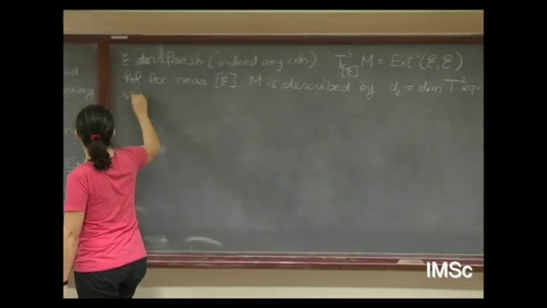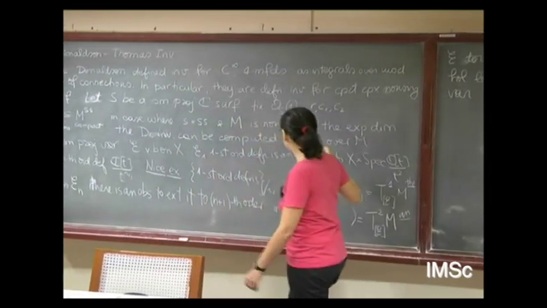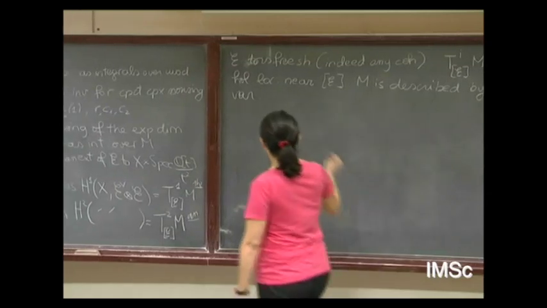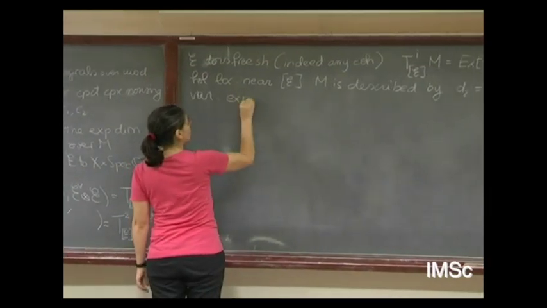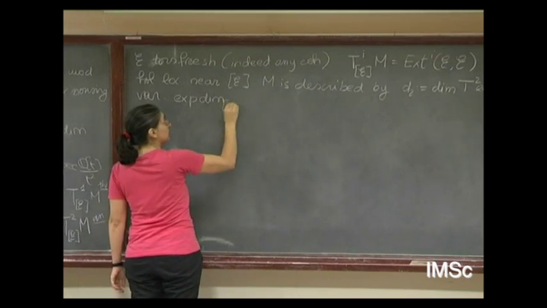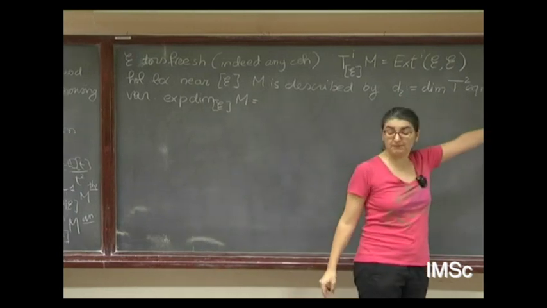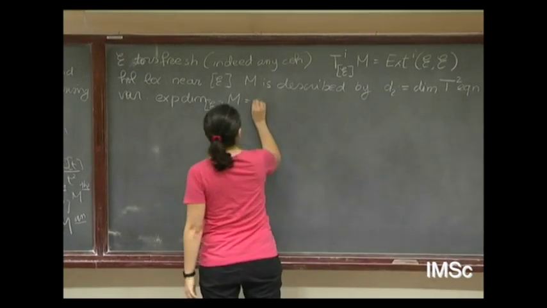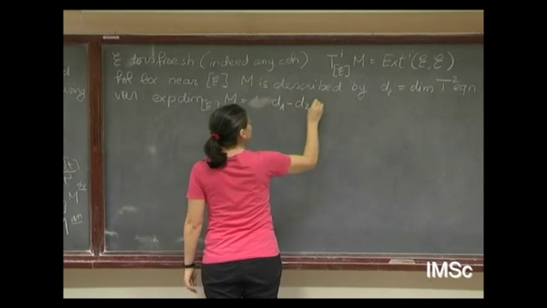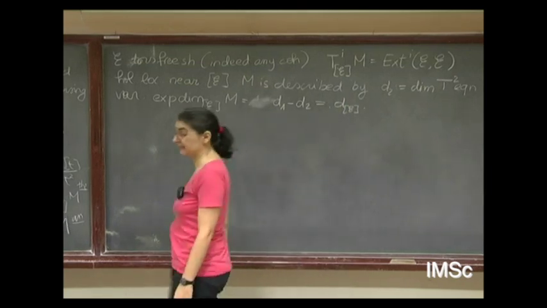This is a general fact of moduli spaces so long as I have a tangent and obstruction, finite dimensional tangent and obstruction spaces. So in particular, the expected dimension now becomes kind of obvious. The expected dimension at E of M, well, if you write d2 equations in d1 variables, you expect it to be d1 minus d2. And let me call it d. And a priori, this depends on E.